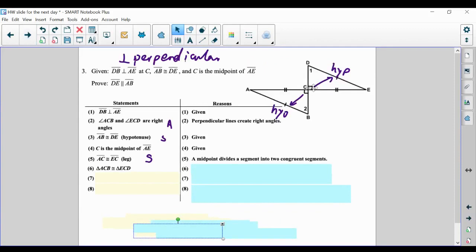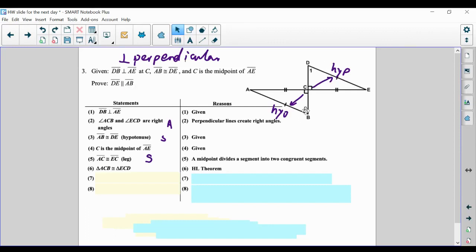We have a right angle here, and we have the hypotenuses congruent, and one of the sides next to the right angle, they are legs. So we said that AC is congruent with CE, that is a leg. So we have hypotenuse leg, HL, to prove the two triangles are congruent. Last, we need to prove that DE is parallel with AB.